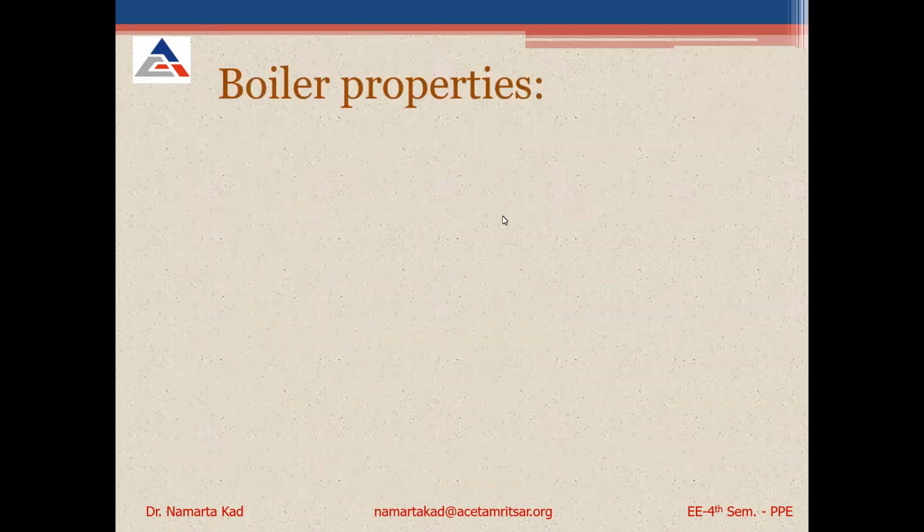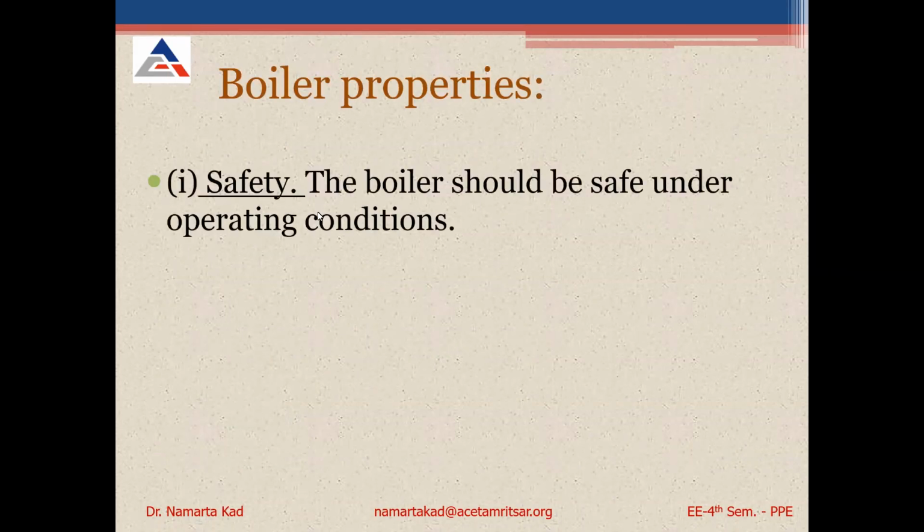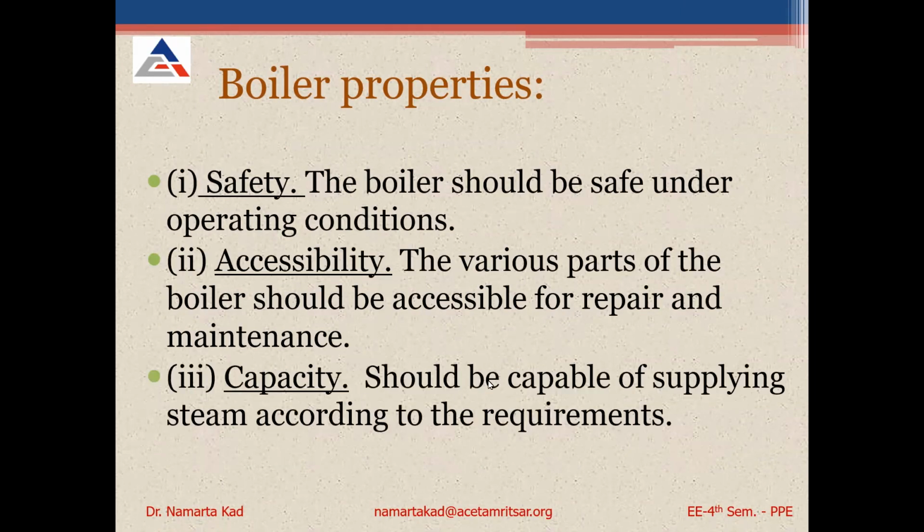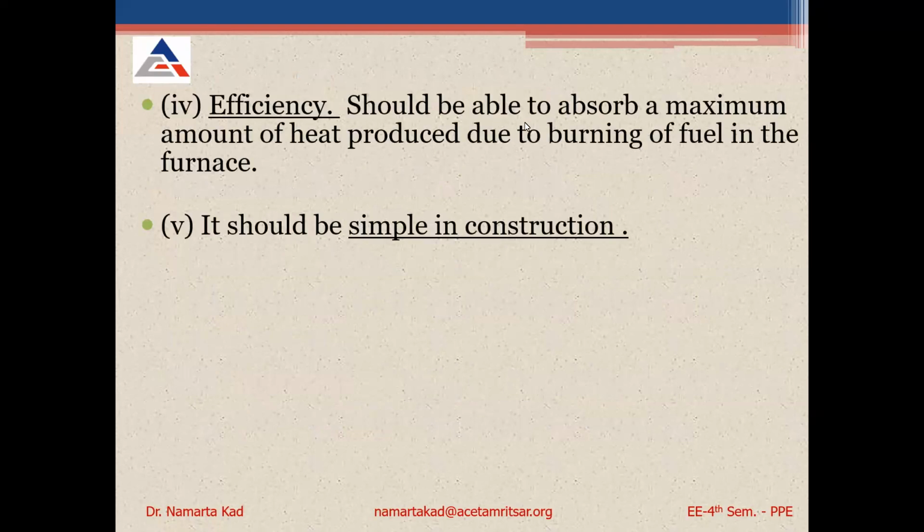Then the different properties required for a boiler. First of all, safety. The boiler should be safe under operating conditions. Then accessibility. The various parts of the boiler should be accessible for repair and maintenance. Then capacity. It should be capable of supplying the steam according to the requirements. Then efficiency. It should be able to absorb the maximum amount of heat produced due to the burning of fuel in the furnace. That means the heat produced by burning the fuel should not be wasted. It should be used to the maximum.